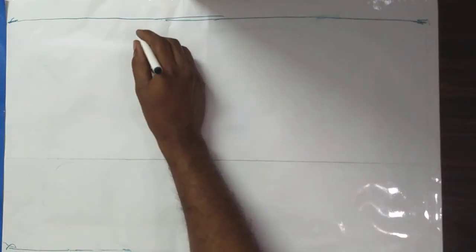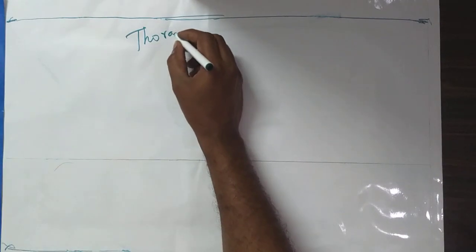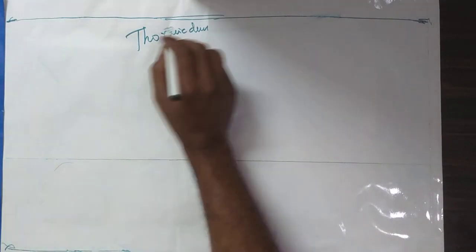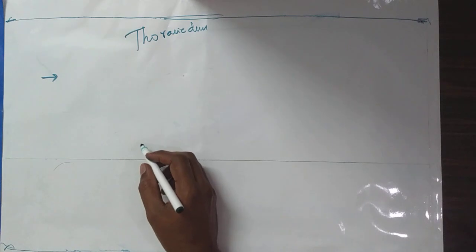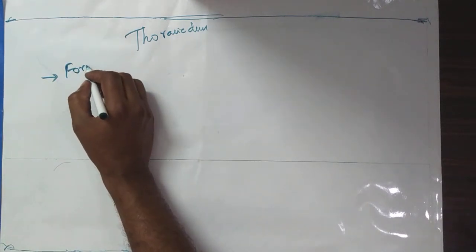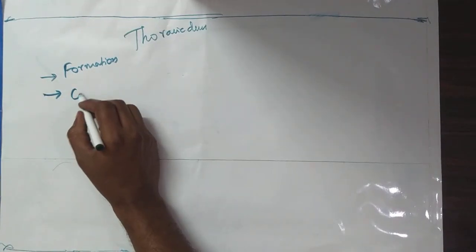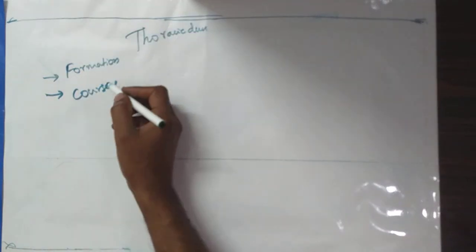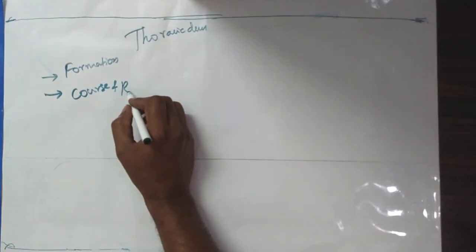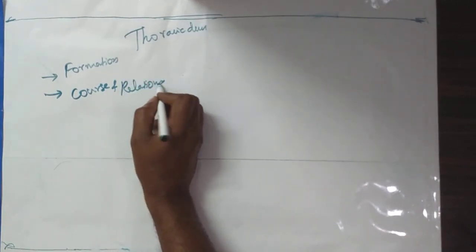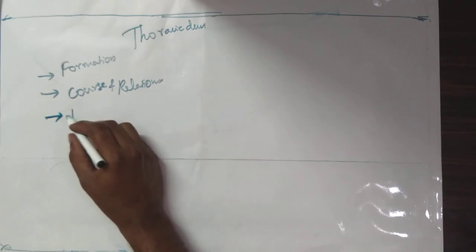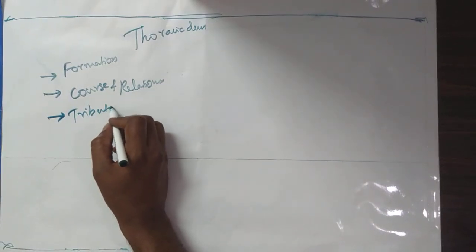Today we will be seeing one more small topic, that is thoracic duct. This under the following headings: how it is formed, that is formation, its course and relations, and what are the different tributaries into that.